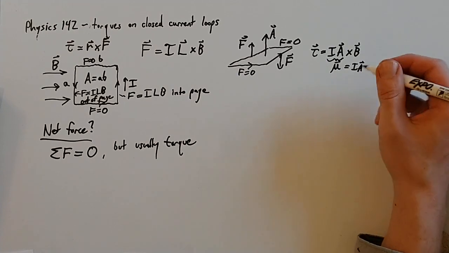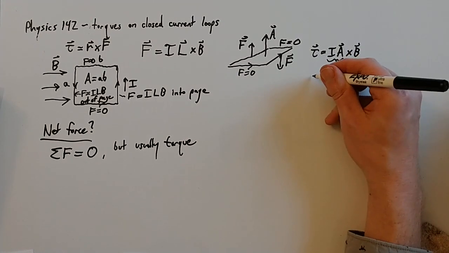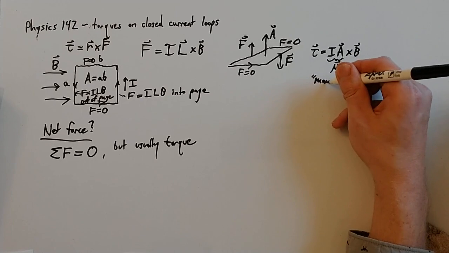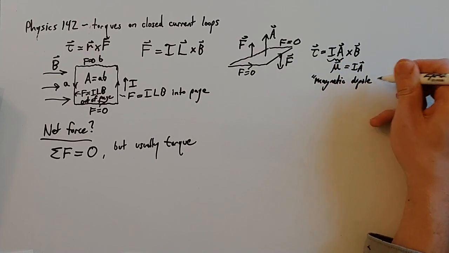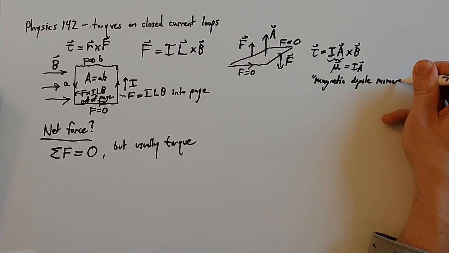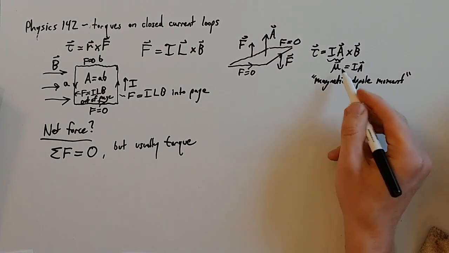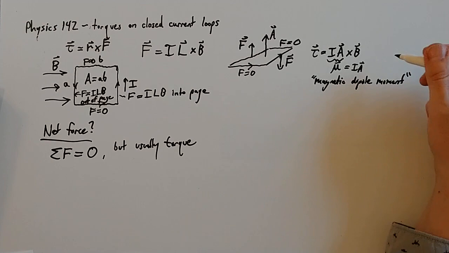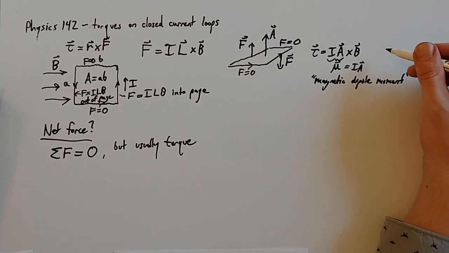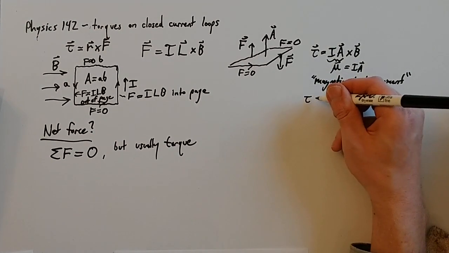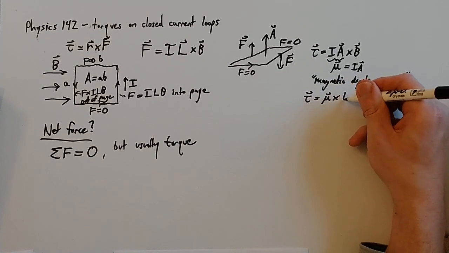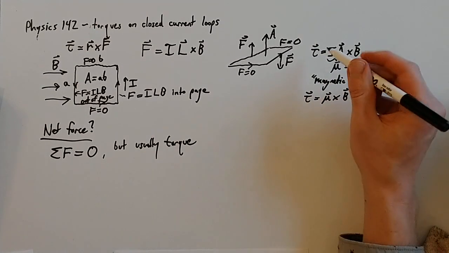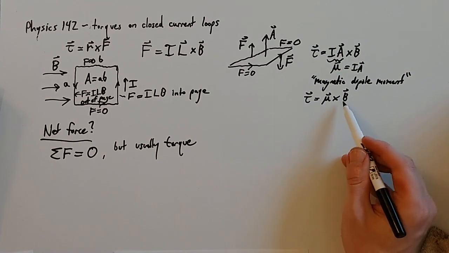That's vector mu. And this gets a special name. Mu here is the magnetic dipole moment. All right, magnetic dipole moment, that's mu. And so another way that this formula often gets written then is that torque is mu, this magnetic dipole moment, crossed with B. So here's another formula for torque, mu cross B.